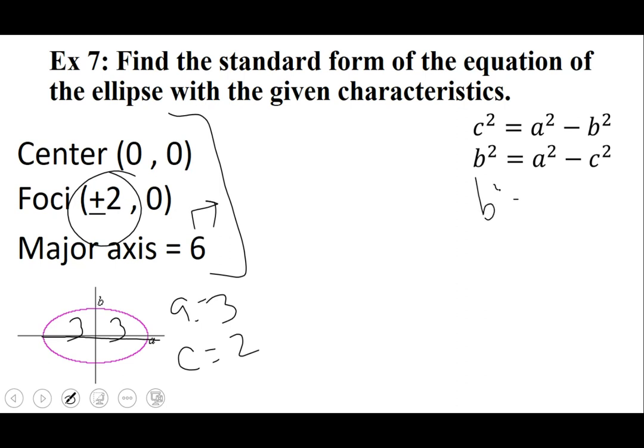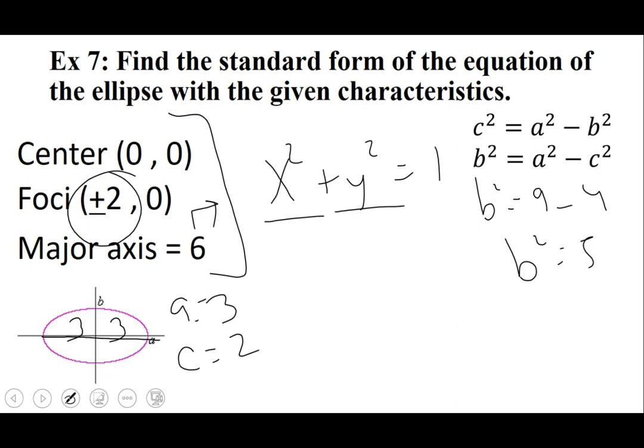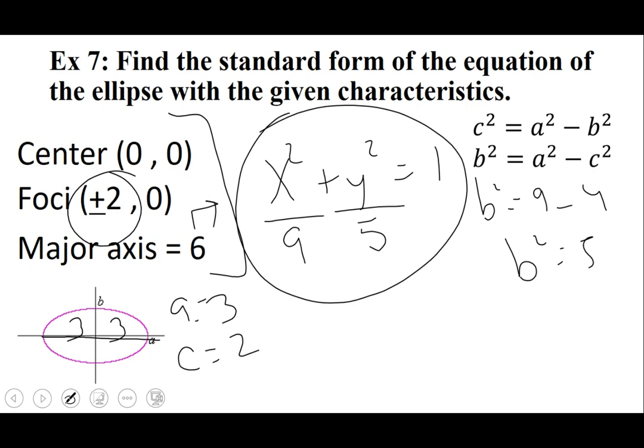Again, b squared is always going to be equal to a squared minus c squared, which means that b squared is equal to 5. Because the center is 0, 0, there's no h and no k. Who gets the larger value? Because it's opening left to right, the x's get the larger value and the y's get the smaller value. So this is my equation of this ellipse.